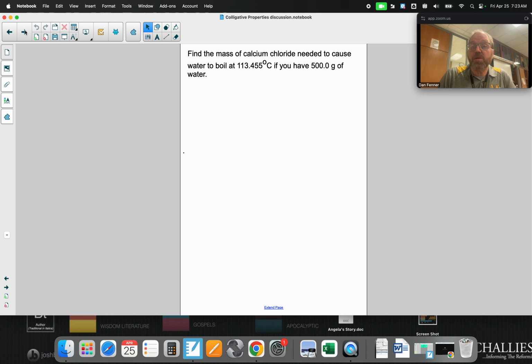All right, so look at the problem like the following. Find the mass of calcium chloride needed to cause water to boil at 113.455 degrees Celsius if you have 500.0 grams of water. Now, I am not asking for freezing temperature. I'm asking for how much I need to make the temperature change. So using my equation again, graphic organizer, we're going to start with this. Now, the change is not 113.455. That's what it is at the end.